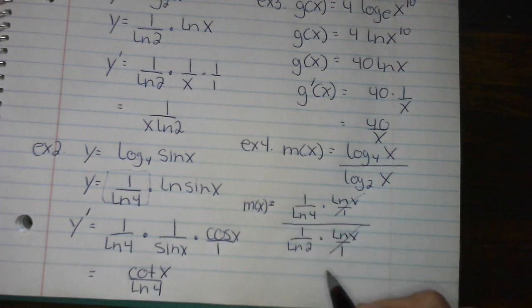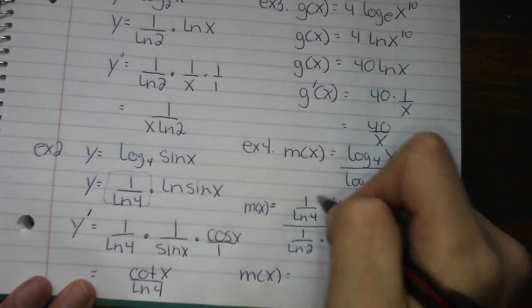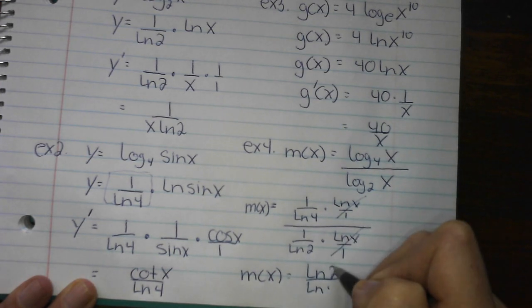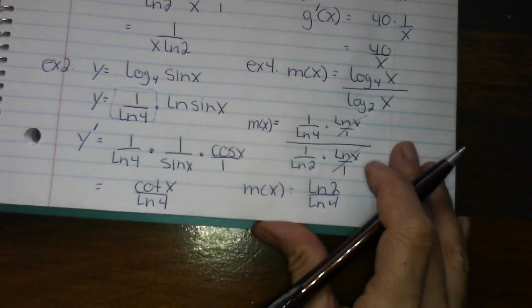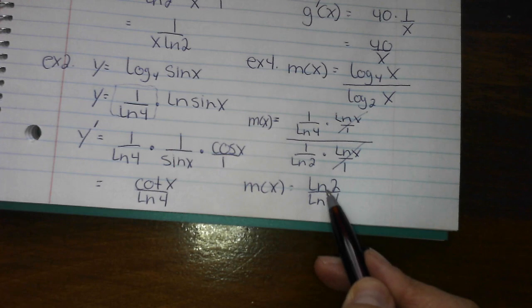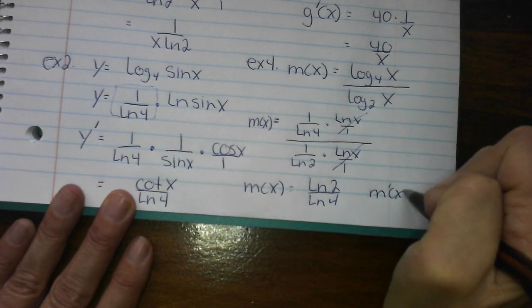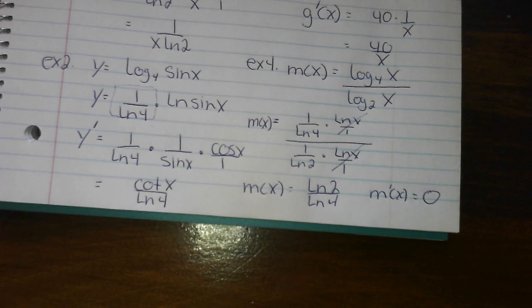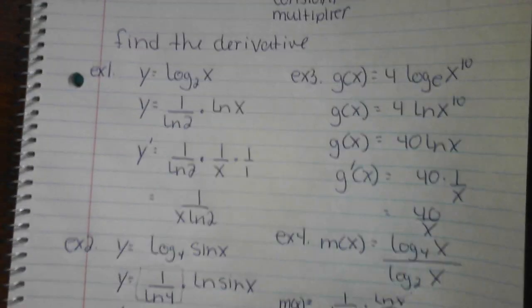And if I flip and multiply, I'm not quite ready, if I flip and multiply, I'll have ln of 2 over ln of 4. And if you look in here, there's no x's in there. So when I go to do derivative, this is just a constant. A constant divided by a constant gives me a constant. So my derivative is just going to be 0. The x canceled out. Derivative of constant, 0. Okay. Next one.